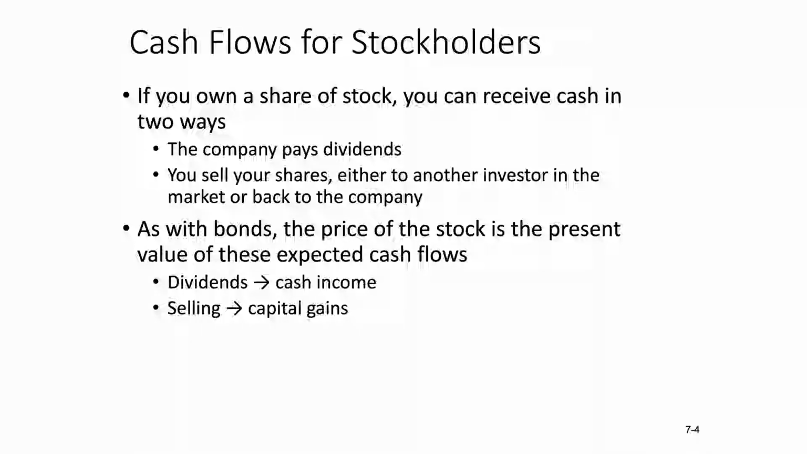Now, if you own a share of stock, you basically can receive cash in two ways. One, if the company pays you dividend, you receive the dividend income. Or you also can sell the stocks. If you sell it at a high price, you have the capital gain. You sell the stock, you get your money. So there are two sources. One is the dividend income or the capital appreciation.